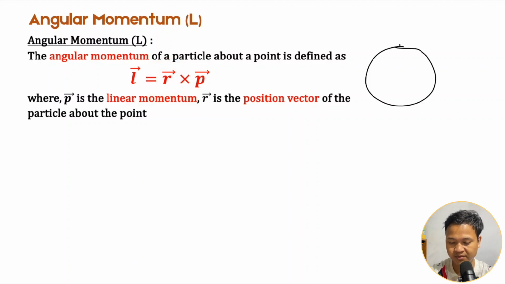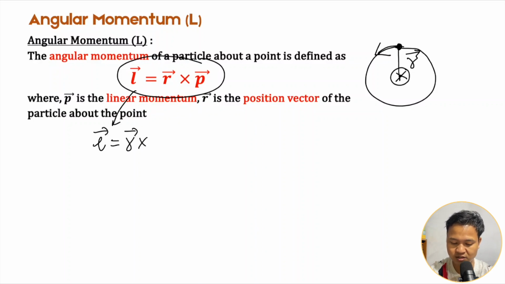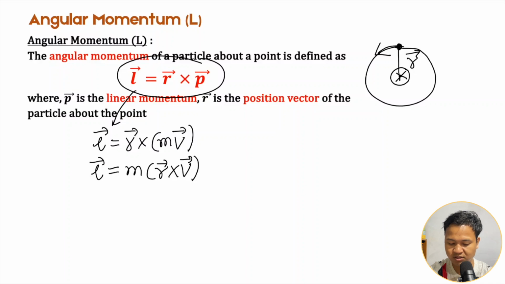Suppose a particle is moving around in a circle. So it is rotating about this axis, and r is the distance of the particle from the axis of rotation. So r cross p, where p is the linear momentum. You can also rewrite it like this: angular momentum equals r cross momentum, and momentum is mass into velocity. So here it is mass into r cross v. This is angular momentum.